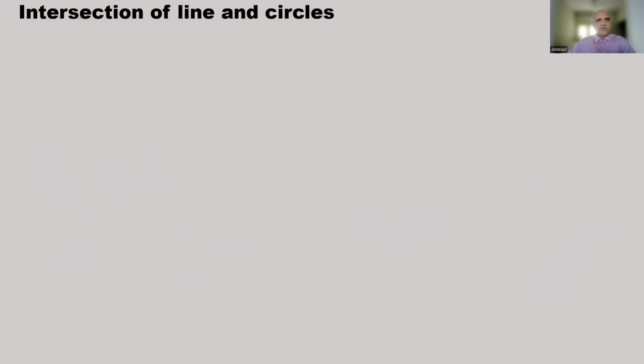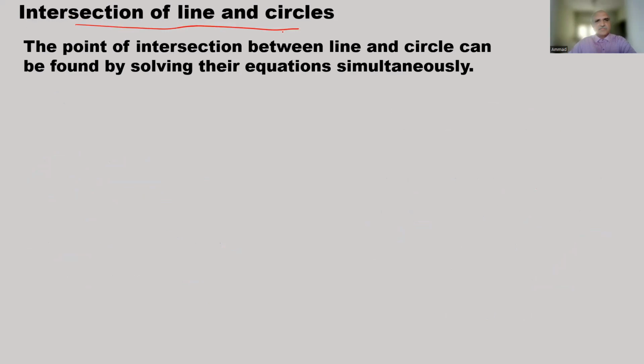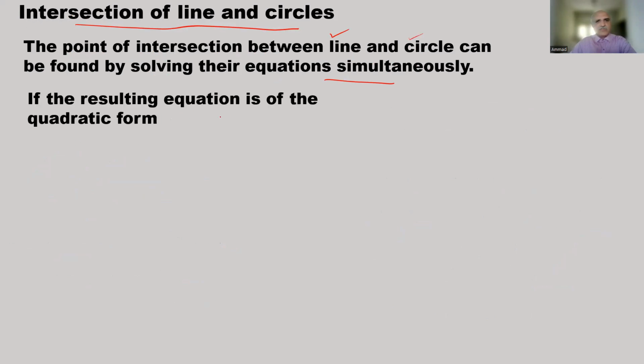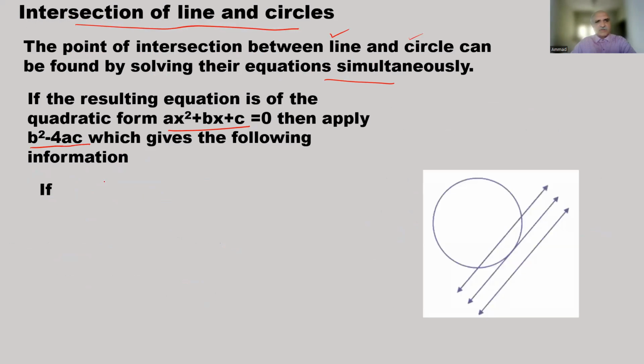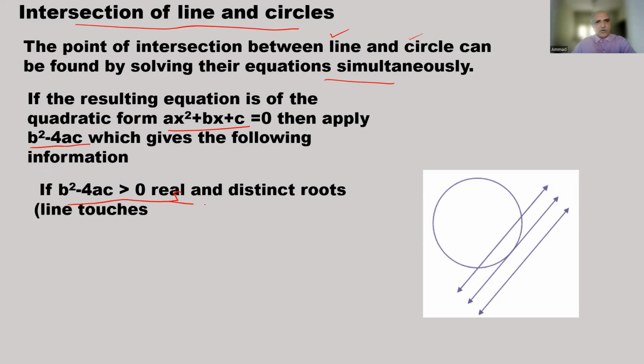Now come to the intersection of a line and circles. The point of intersection between a line and a circle can be found by solving their equations simultaneously. If the line equation and circle equation are given, solve them simultaneously. If the resulting equation is of the quadratic form, then apply b square minus 4ac, which gives the following information. Number one, if b square minus 4ac is greater than 0, we will get real and distinct roots, meaning two roots. It means the line will touch at 2 points, here and here.